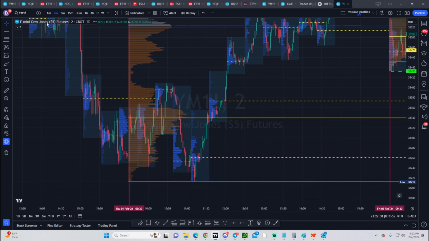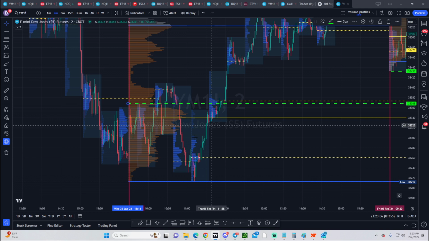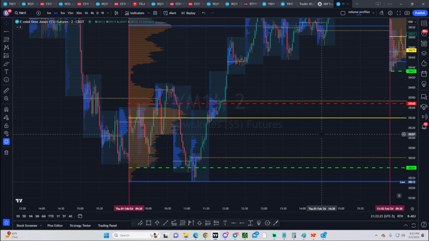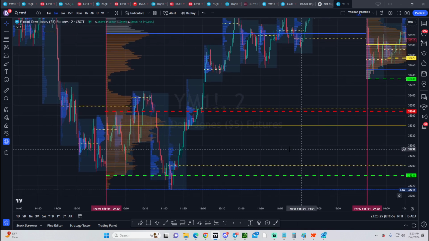Let's highlight the high. So we basically are doing our opening range here on this particular session. Let's look for the low. Looks like the low was made right here. So we're going to highlight this area here, red, as basically resistance and support.